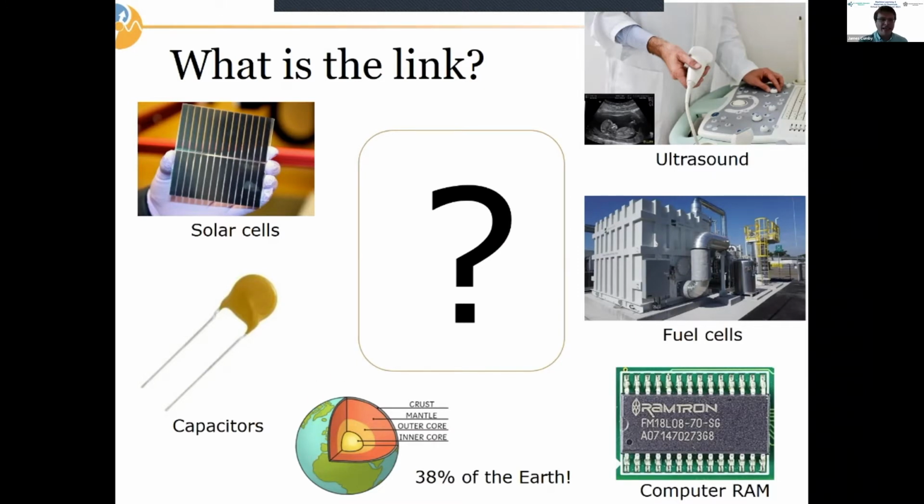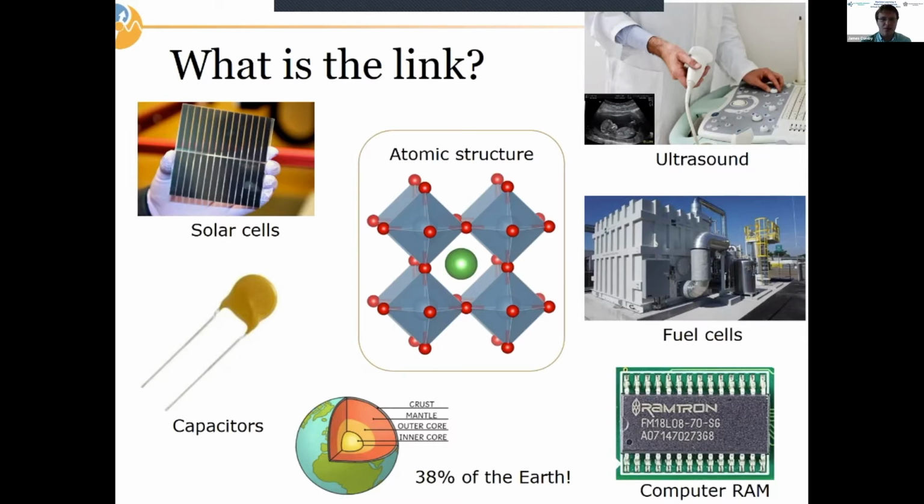If you want to throw it in the chat, you can. I can't actually see the chat at the moment, but I'll put you out of your misery. It's the atomic structure. All of these things arise from the same atomic structure, which is called perovskite. As Sammy said, I'm an inorganic chemist. I'm interested in solid state materials, lots of metals and oxygen predominantly. All of these applications are built on the perovskite structure, which is incredibly flexible and has lots of interesting properties.